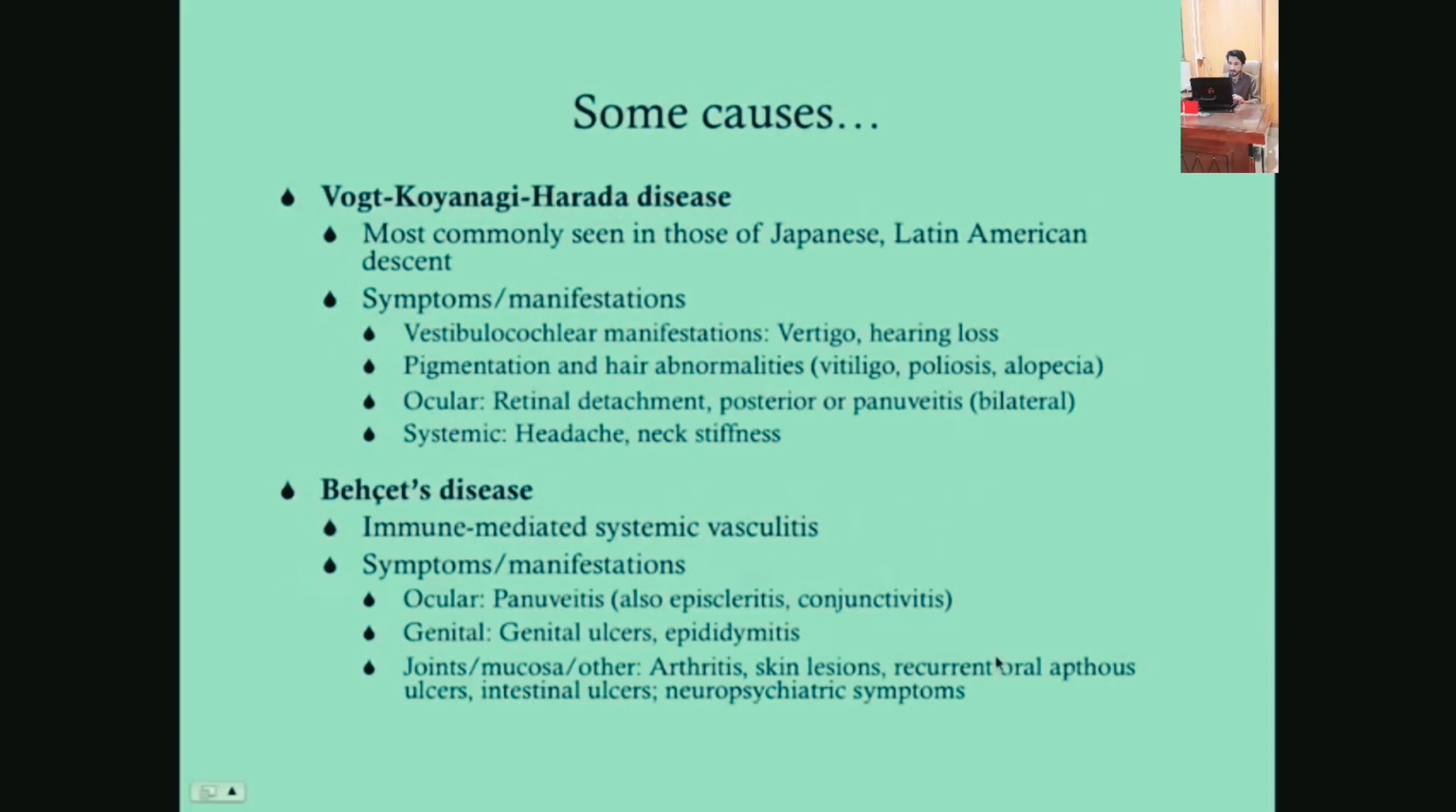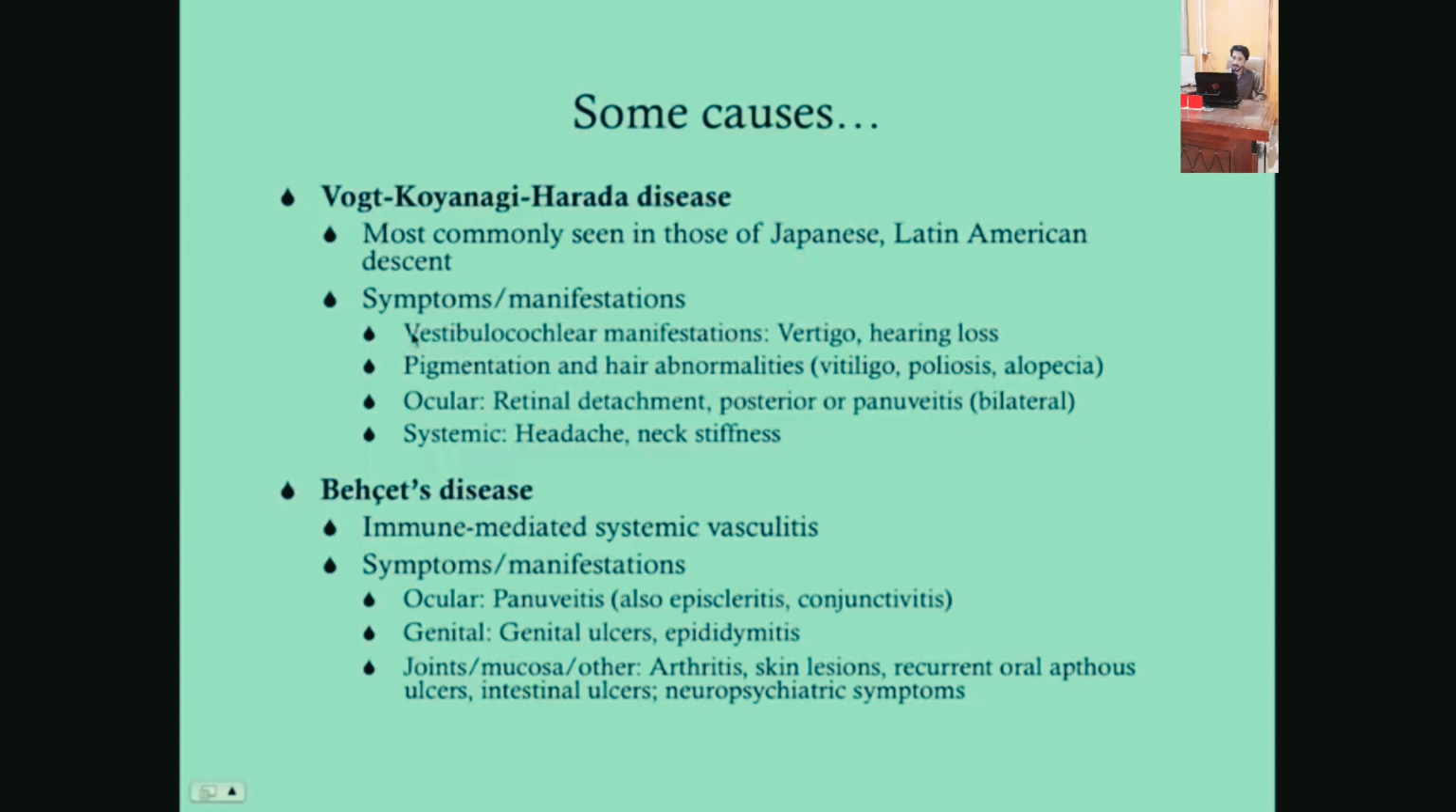Okay, so here's some of these causes of posterior and also panuveitis that are a little less common, things you might not see as frequently. This one is really uncommon if you're working in the US, and this is called Vogt-Koyanagi-Harada disease, and this is most commonly seen in people of Japanese and Latin American descent. I don't know why. I guess they just have the genes for it. These people are not ethnically related, but that's who it tends to be seen in.